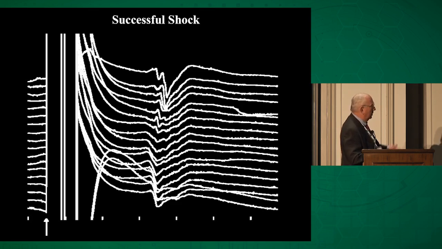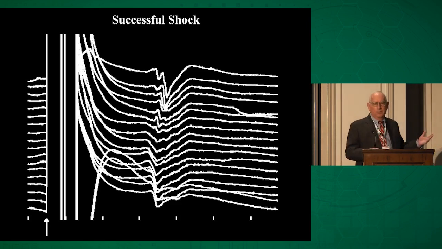Here's a shock, the next shock strength up, and it succeeded. They still had a fast activation, but again, there was no sign of reentry there. Nothing showed up immediately after the shock. But again, this is only 36 electrodes. It could have been somewhere else and missed it.